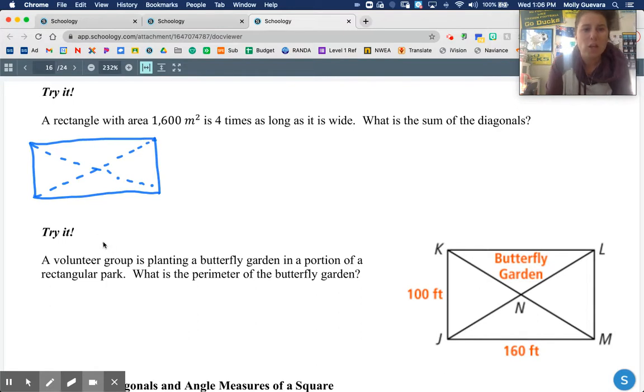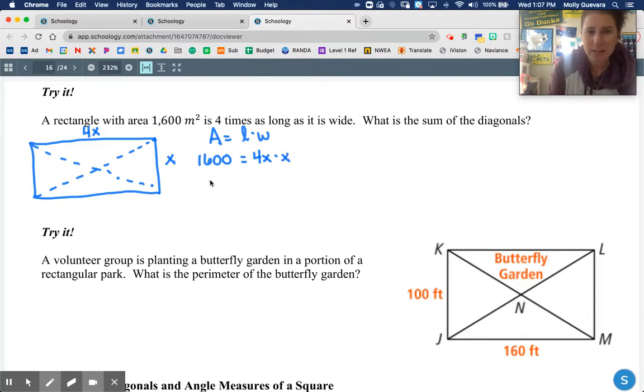Okay, so it's 4 times as long as it is wide. Well, I don't know how wide it is, so I can call that x. And then it's 4 times that long. So 4 times x, right? Hopefully that makes sense. And then I'm given the area, and hopefully we'll remember that the area is equal to the length times the width. So in this case, the area is 1,600. I'm given that. The length is 4x, and the width is x.